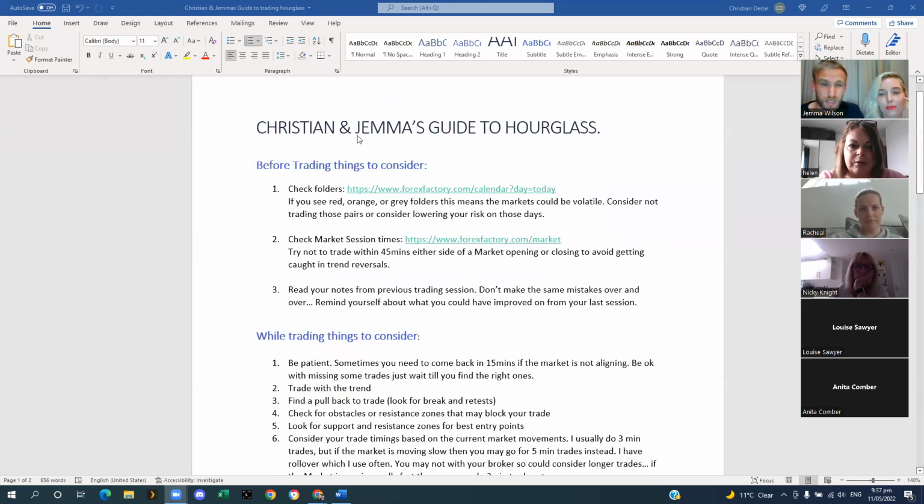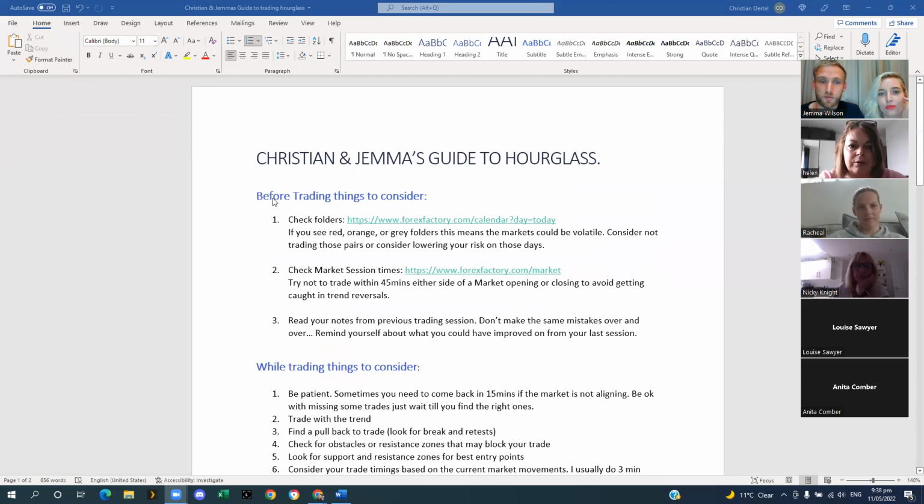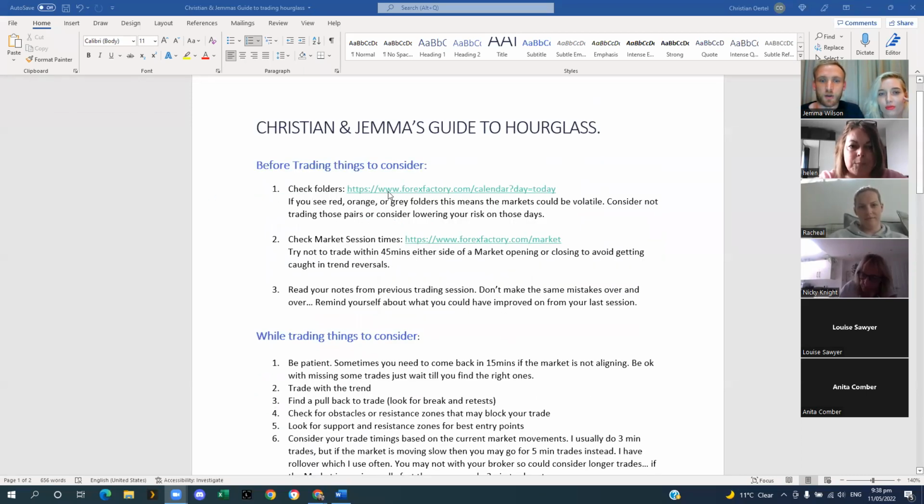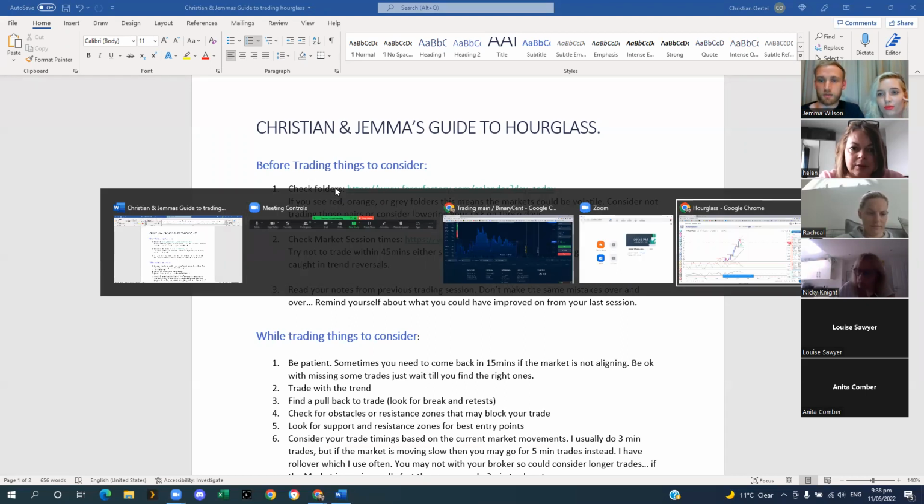So really quickly, I'm just going to read through this. Okay, so the first thing I do before trading, things to consider, things to do: check the folders. So you go to www.forexfactory.com. Some of you guys might know about this already. I'll share this in the group later on so you guys can have all this information in front of you. So that's the first thing that I do, and I'm going to do that right now with you guys here.